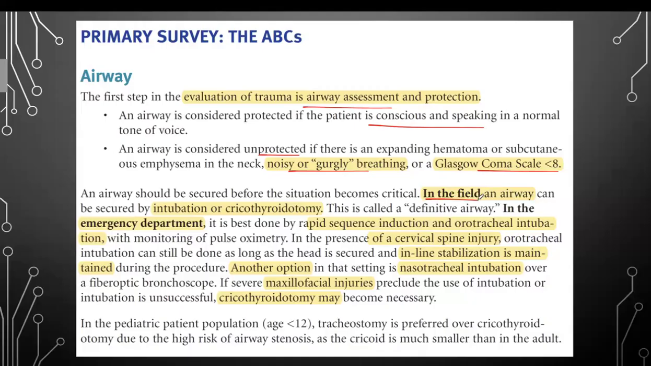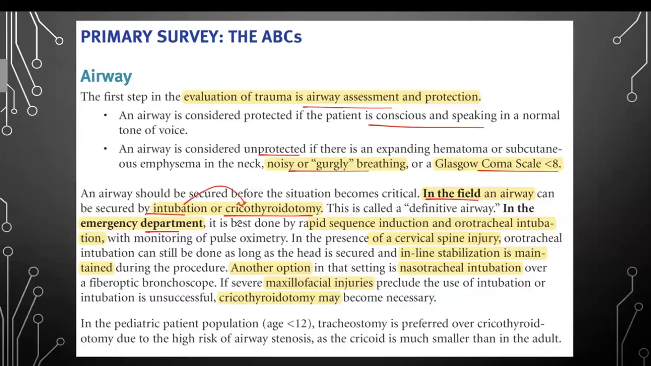So let's say you're not in the emergency theater or the ED, but in the field where the accident happened. In the field, an airway can be secured by intubation, or if intubation is not possible, then cricothyroidotomy. It means that you need to give something so that the patient can breathe in and out. In the field, many times intubation can be difficult, but if intubation is not possible, then you would go for cricothyroidotomy.